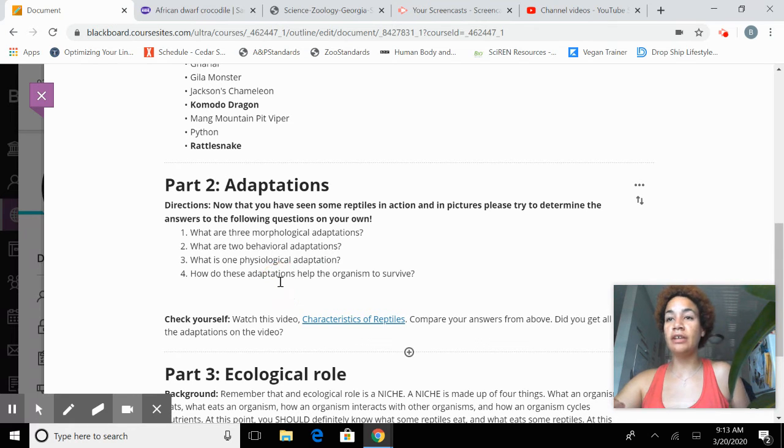Okay, so remember, physiological is something that's chemical. It's something that you may or may not be able to see in the organism from the outside. Okay, so you may be able to see a snake eating an organism, but on the inside, there's lots of chemical reactions going down inside of the snake. Okay, so the inside stuff is that physiological adaptation. That's why I'm only asking for 1, because it's pretty complicated stuff.